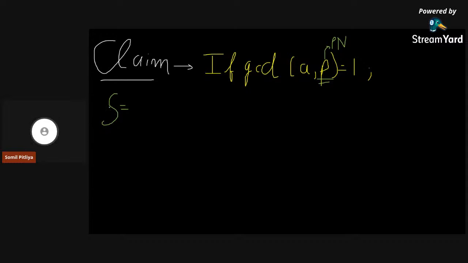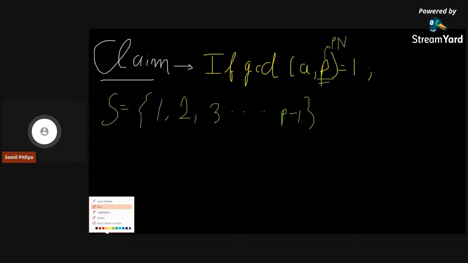So I am defining a set S, which is the set of all remainders when a number is divided by p. I am not taking 0 because the inverse of 0 doesn't exist. So this is 1, 2, 3 till p minus 1, because this is the set of the remainders when any number is divided by p.